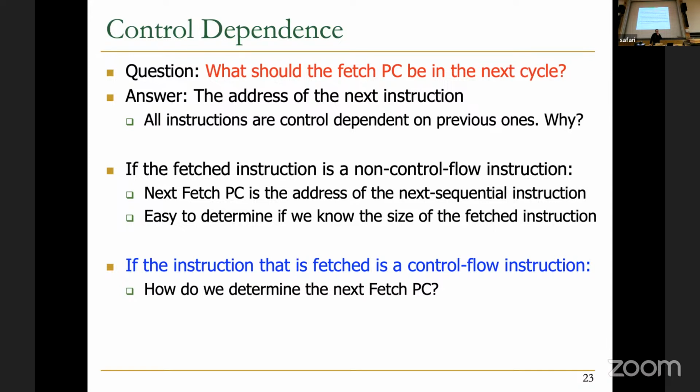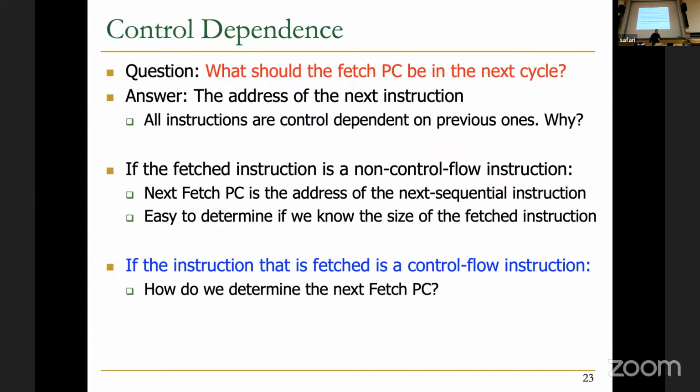Also, there are some ISAs that have different lengths of instructions. In MIPS, for example, we always have 4-byte instructions. So you always know that if the current instruction is not a branch, the next instruction is PC plus 4. But there are also some ISAs that have different instruction lengths, and then you don't know how many bytes you need to read. There are also some ways to handle that, but for simplicity, MIPS considers fixed-length instructions.